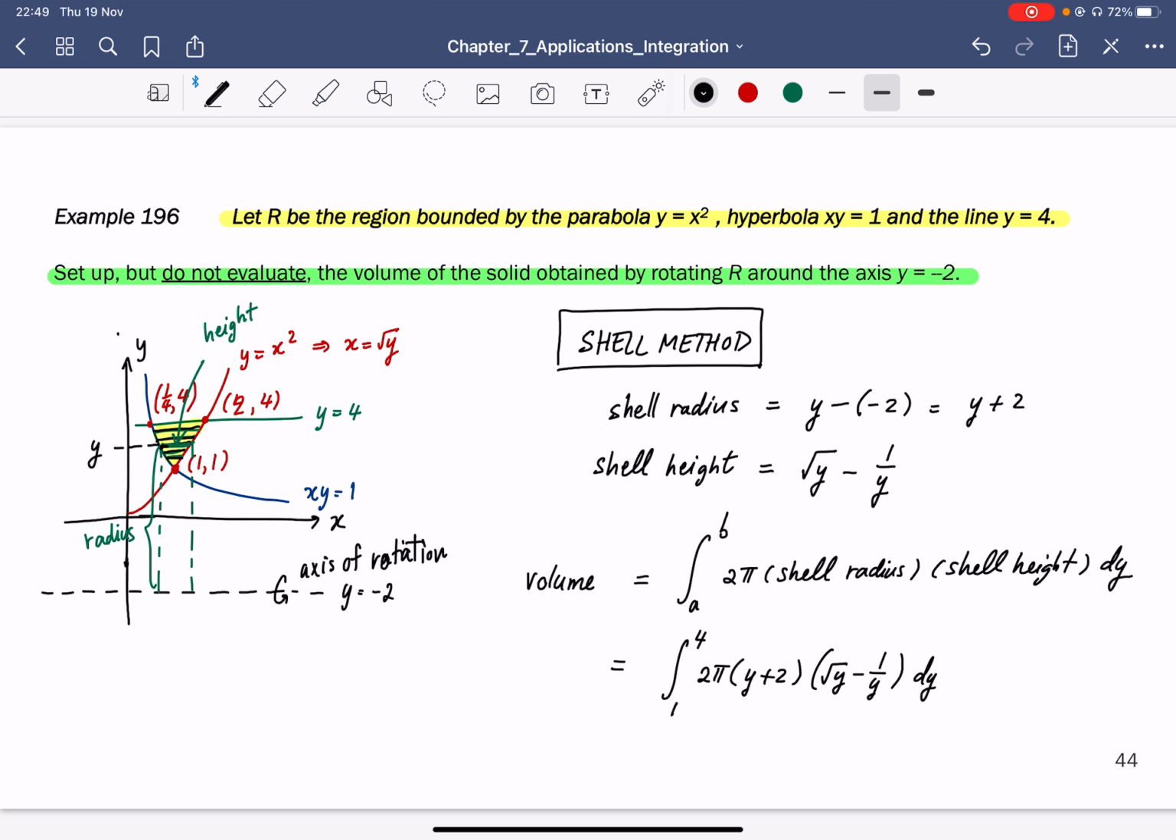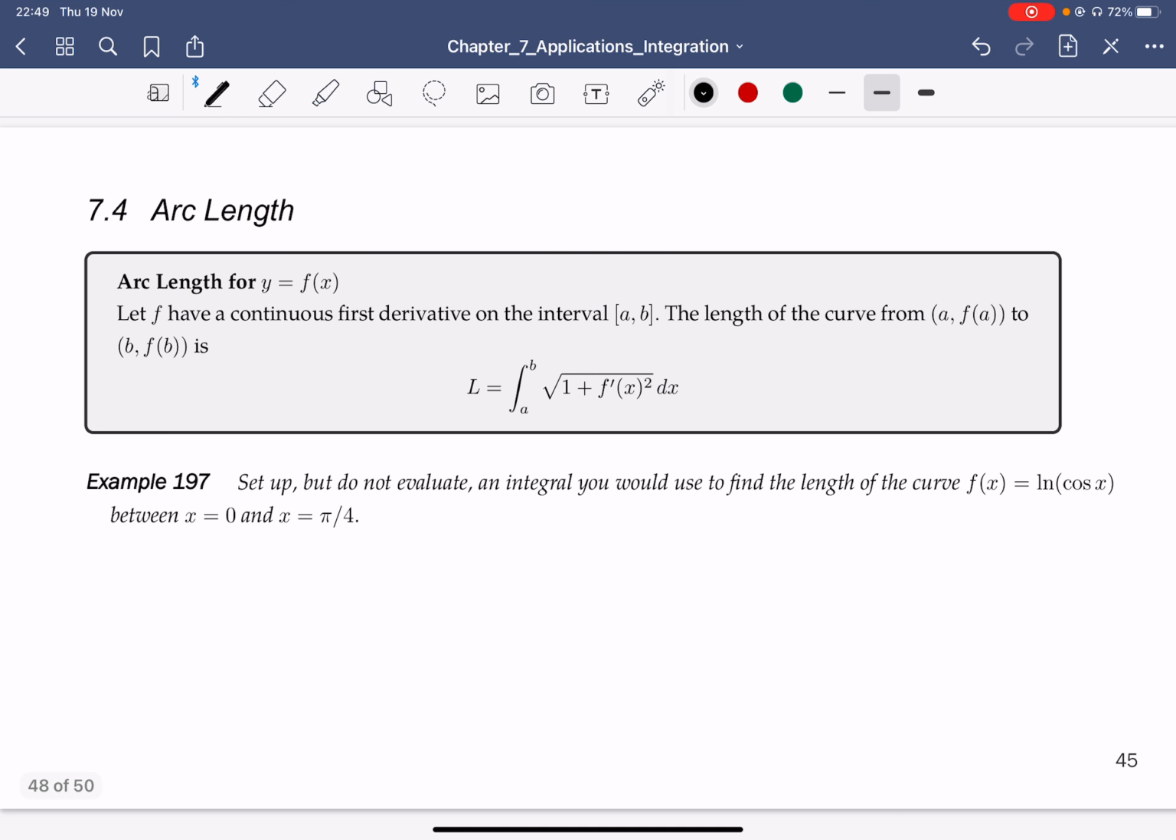All right, so we're going to end this topic here, and then we're going to move to the next one, which is the last one for this chapter, which is arc length. So arc length, this is how we can compute the length of a curve by using calculus. The formula is here in the box, so let's look at this thing together.